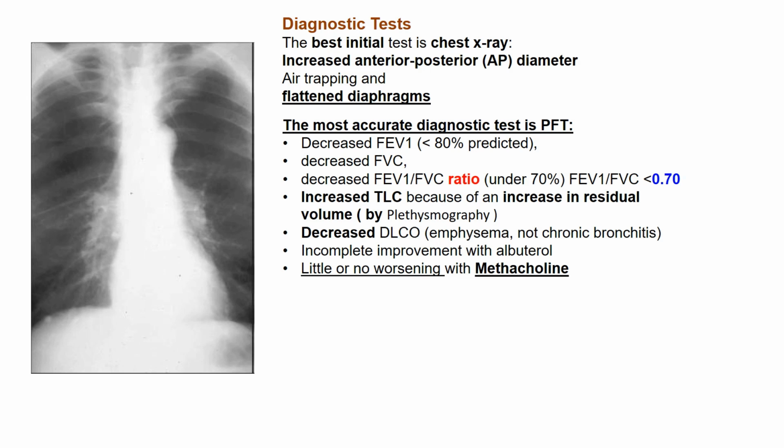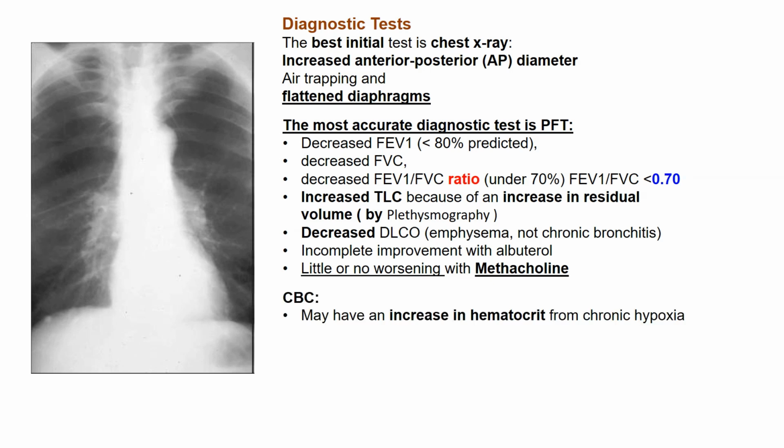DLCO will also be decreased, and there will be incomplete improvement with albuterol and little or no worsening with methacholine. Now, do you know what happens with albuterol and methacholine when we use it with asthmatic patients? If you don't know, you can go back to our video about asthma to find out.